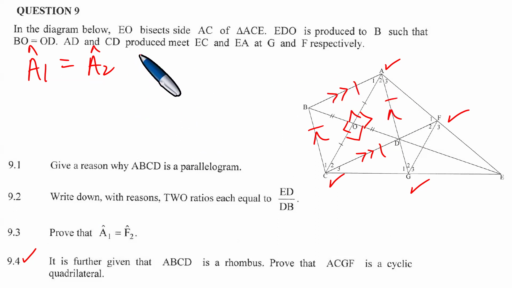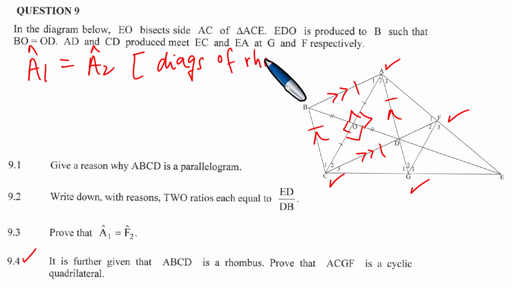Why is A1 equal to A2? These are diagonals of a rhombus. So A1 equals A2. The diagonals of a rhombus cut this angle into two equal parts, like that. So these are the diagonals of a what? Of a rhombus. Okay. So these are the things you need to know.